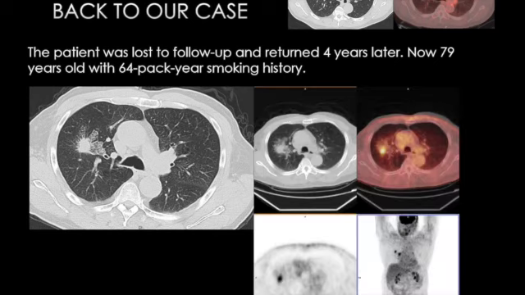A repeat PET-CT demonstrates intense hypermetabolism within the nodule, suspicious for lung cancer. You can see on the MIP image in the bottom right of the slide, there's also a hypermetabolic lymph node. This was found to be pulmonary adenocarcinoma with right hilar lymph node involvement.